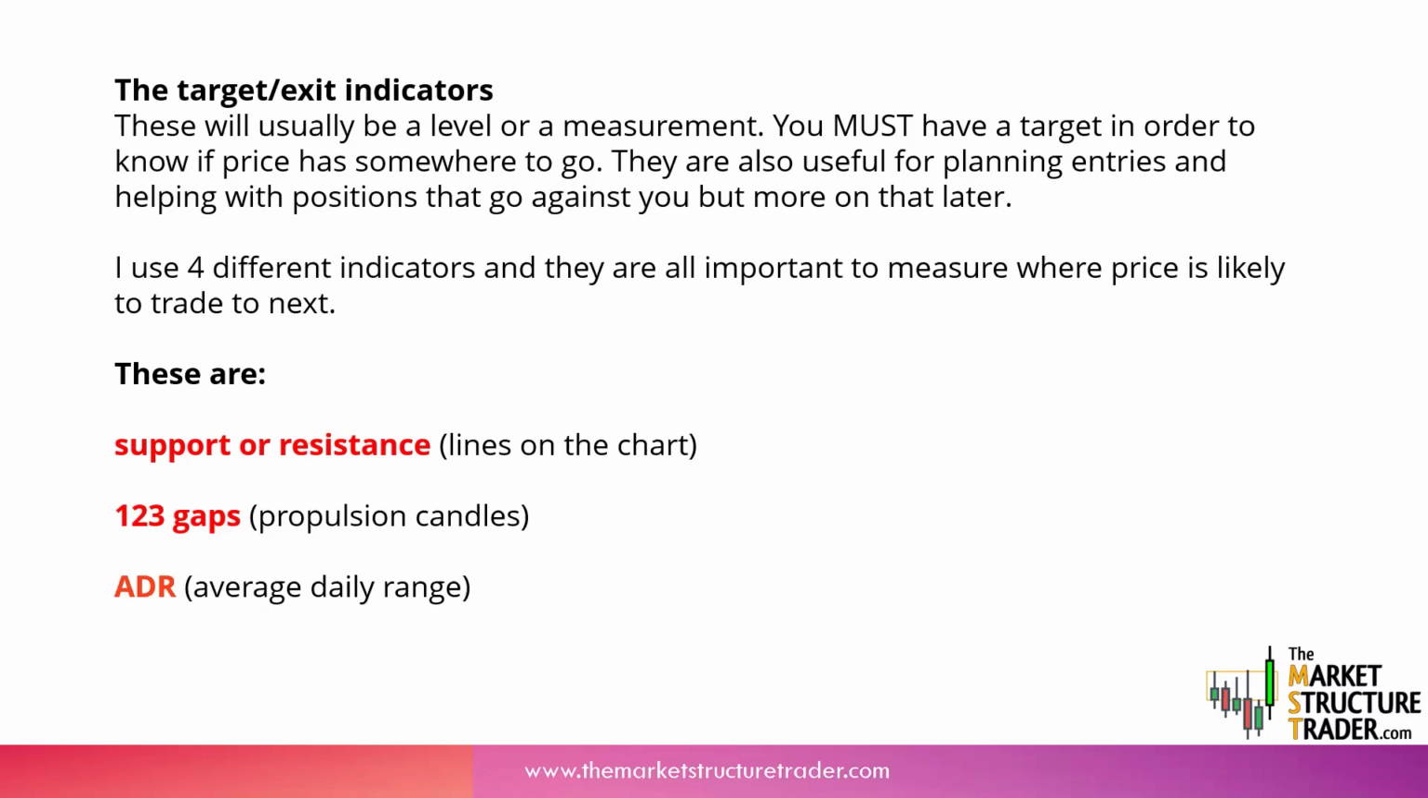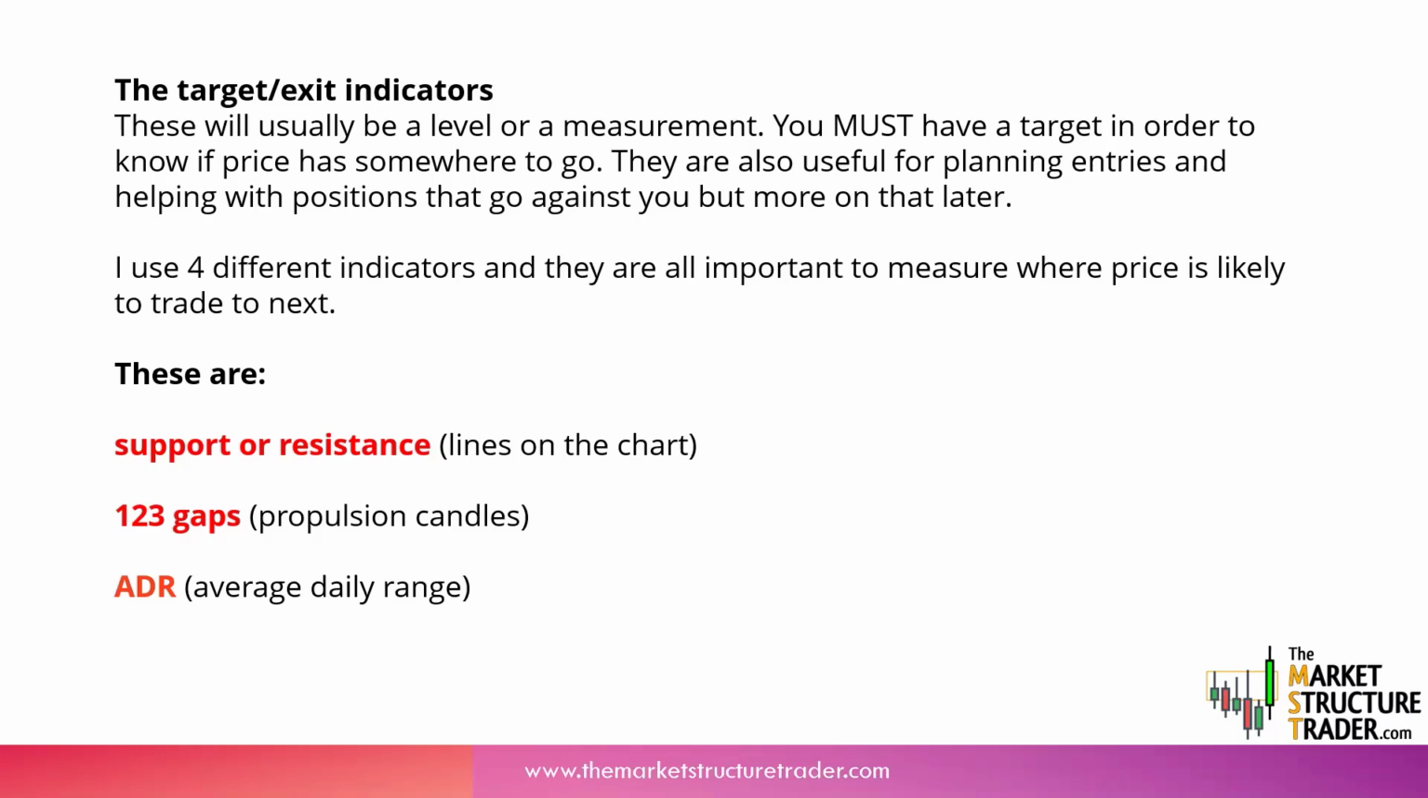So I've put there 4 different indicators. There's really only 3 actually, and they are all important to measure where price is likely to trade to next. The reason I put 4 there is because I also use Fibonacci. But Fibonacci is less important, I think, because you will tend to find Fibonacci levels will usually coincide with one of these 3 that I've got on the screen here. But we'll have a look at fibs as well.